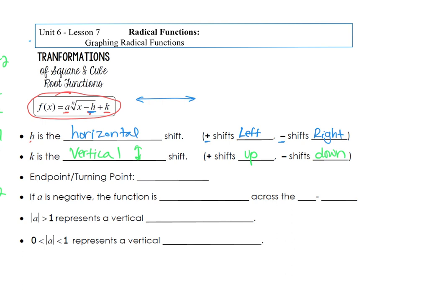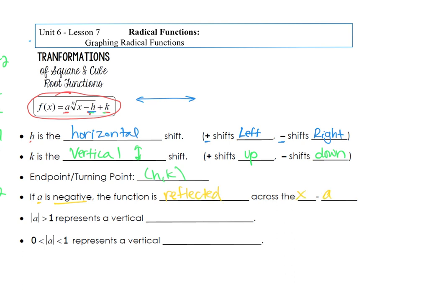And then your end point or turning point is kind of like finding the vertex. It's always your h and k value. The number that's with x and the number that's the up and down shift make your end point if it's a square root function, the turning point if it's a cube root function. Now our a value. A is the number or the sign that's in front of the radical sign. So it's in the very, very front. If it is negative, it means the function is reflected across the x-axis.